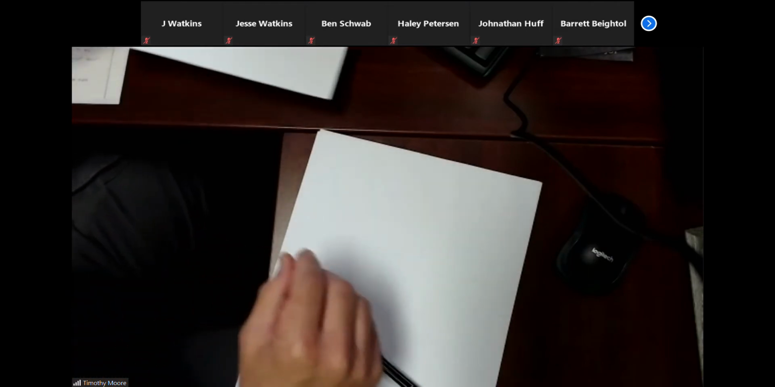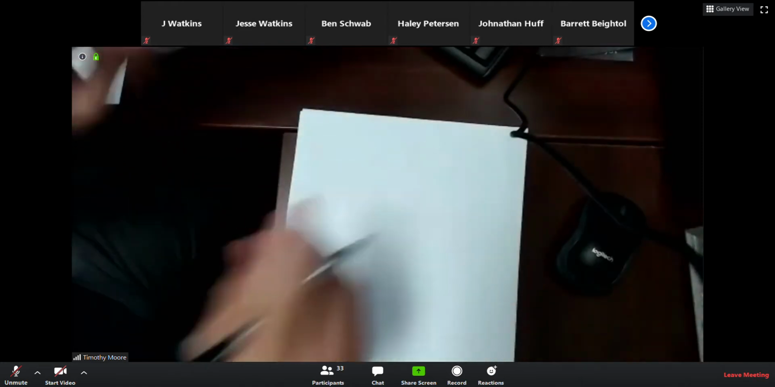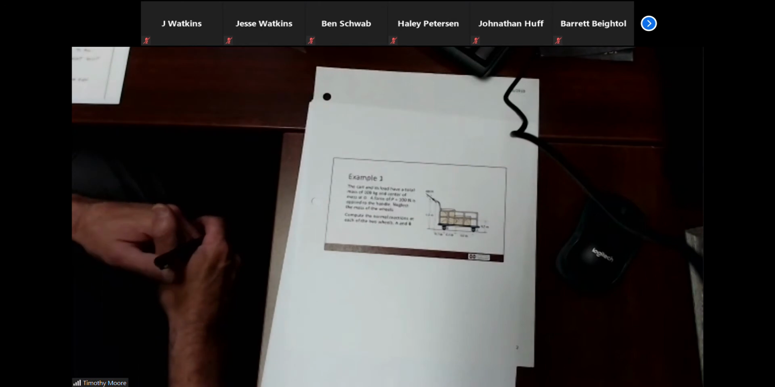So I hope y'all have been keeping up with the problems, because if you don't, everything is creeping up on you. So this is the first problem I'm going to work. It's already worked in your notes, but I'm just going to go through the process and explain it.